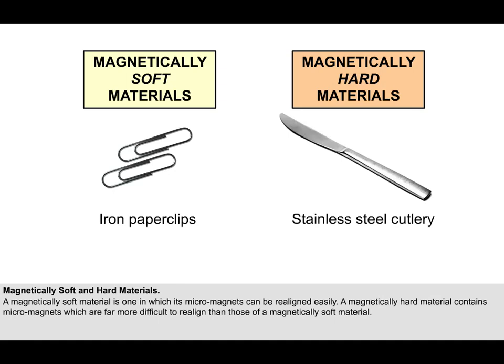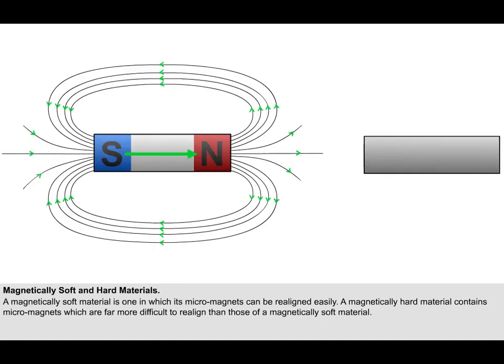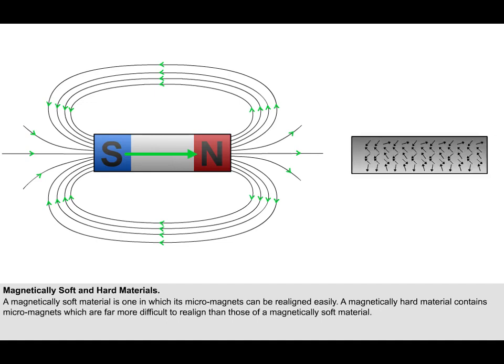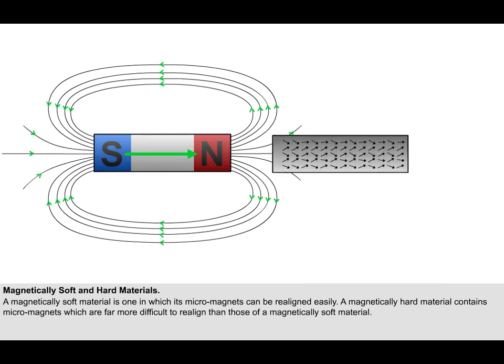A common hard magnetic material is steel. A hard material is one that requires a lot of effort to magnetize. However, once it is magnetized, a hard material retains its magnetism much longer than a magnetically soft material will. So permanent magnets are made from hard magnetic material. The reason why magnetic materials are attracted to magnets is because the magnet's field aligns sufficient of the magnetic material's micromagnets to turn it temporarily into a magnet with opposite poles.